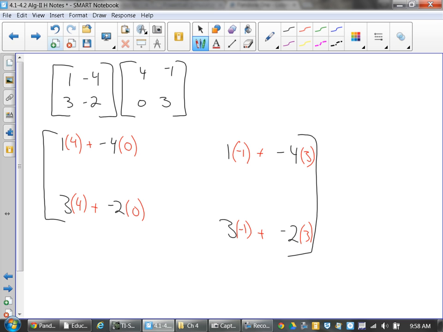So when we do this, we're going to get 4 and 12, -13 and -9. And like I said, to be perfectly honest with you guys, you'll forget when you're adding or subtracting with a negative. That's really the only thing you're going to screw up. Do we divide them? No, you don't.